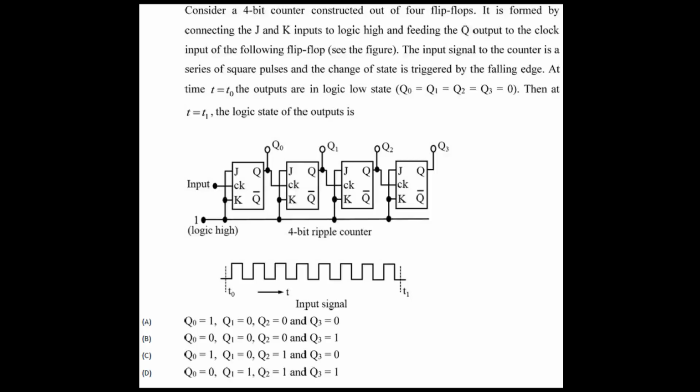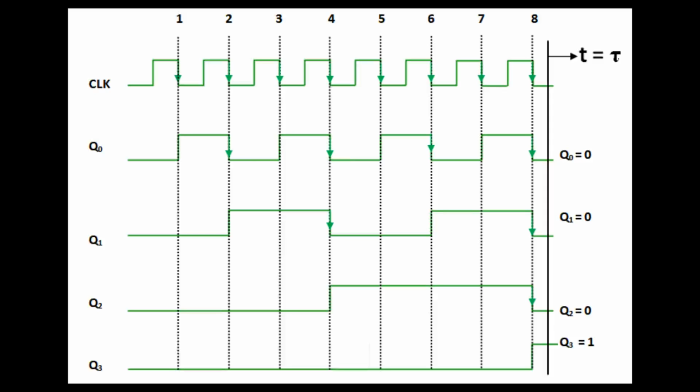Then at time t1, the logic state of the output is, and they have given 4 options to find what is the logic output at the time t equal to t1. In this question, they have given a 4-bit counter and asked us to find the output of all the 4 flip-flops at the time t equal to t1. The input signal to the flip-flop is a series of square pulses, and they have mentioned that the output of one flip-flop is given as a clock pulse for another flip-flop, and the change of state is triggered by the falling edge.